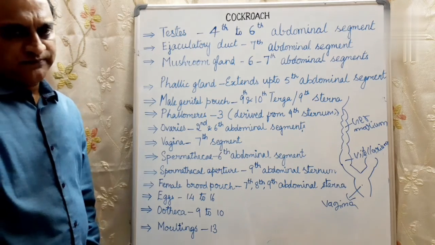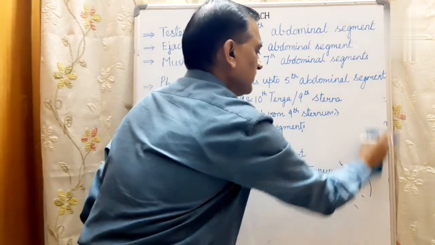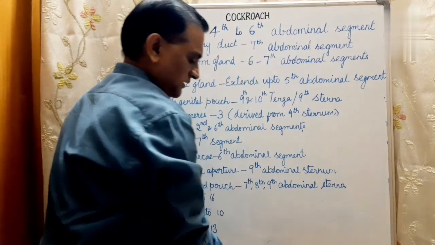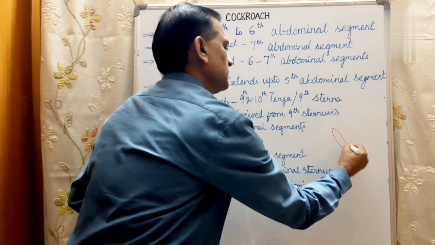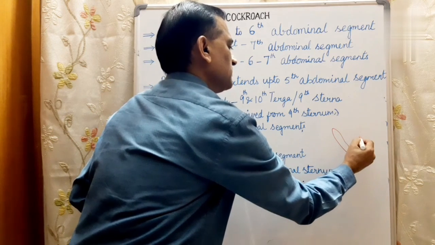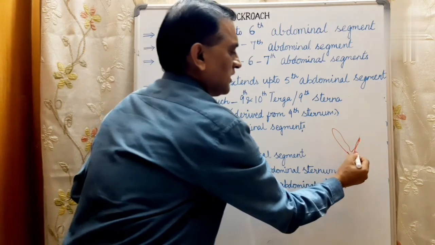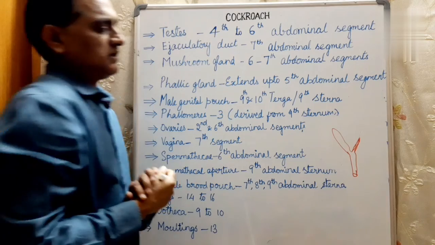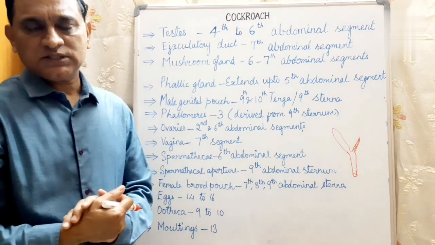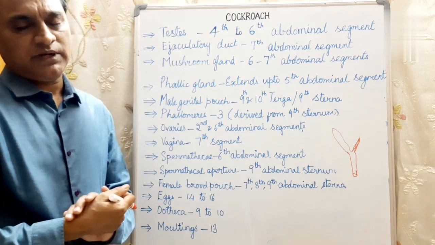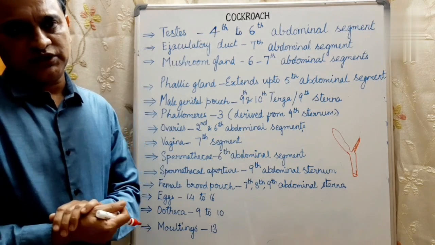Next are the spermathecae. In the cockroach, a pair of spermathecae is present in the 6th abdominal segment. Of the two, the left one is sac-like and the right one is filamentous, and they open through the spermathecal aperture. The spermathecal aperture is present in the 9th abdominal sternum on the spermathecal papillae, and the main function of the spermathecae is to receive the sperms during copulation.